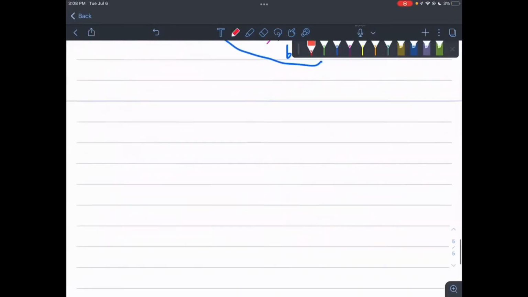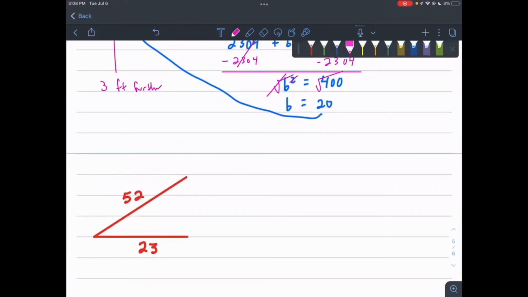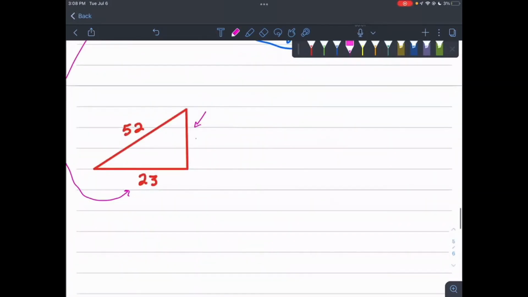So I'm going to redo this. The ladder is still 52 feet. The ladder hasn't changed the length at all. But now on the bottom, it was 20. Javante's pulled it an extra 3 feet. So now we're at 23. And now the thing that we don't know is how high up are we? We don't know what this side is. So we'll just call that A. So that's the side that we're looking for.